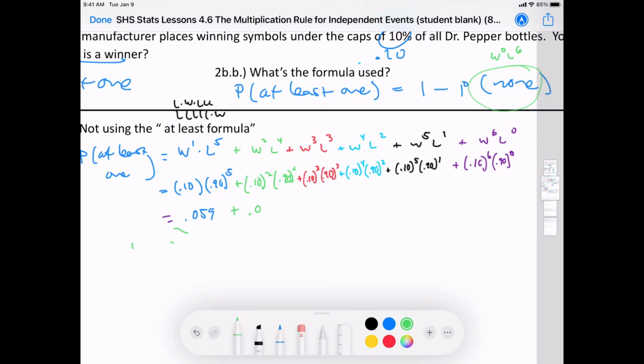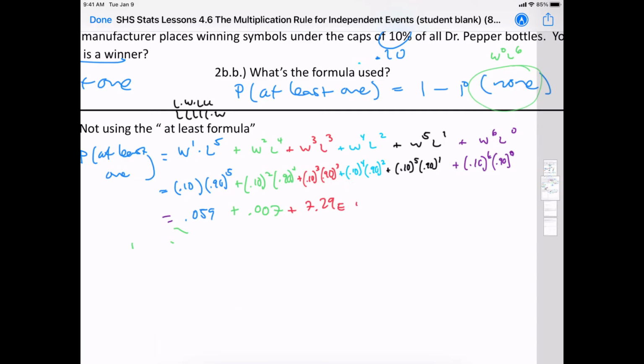This one's 0.007. You can see the probability is going down as you want more winners. The numbers are going to get really, really small. So here's the hard part if I'm doing them separately. Your calculator is going to do something like this, and that's just scientific notation. So it might just be easiest if you just do the home run by putting them all in there.